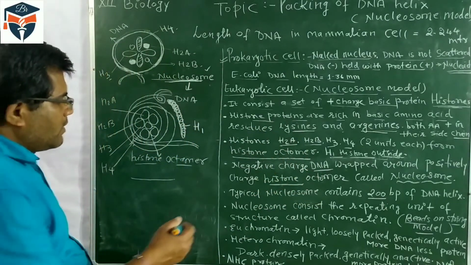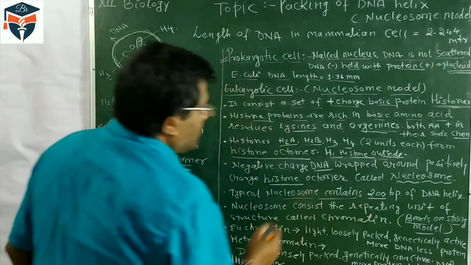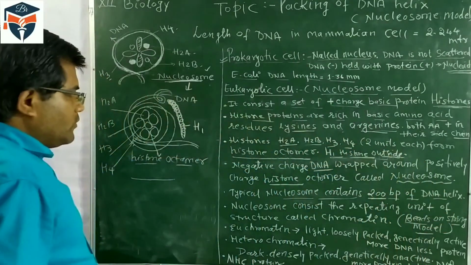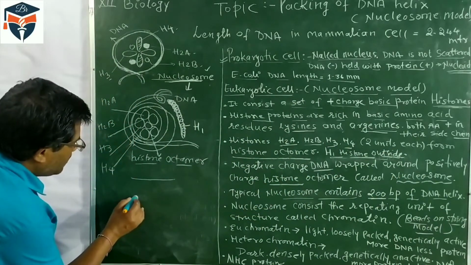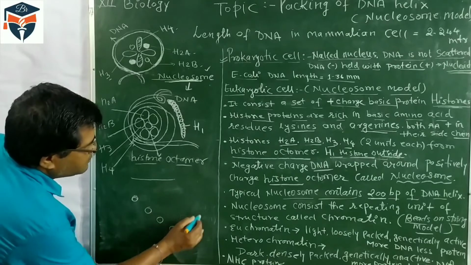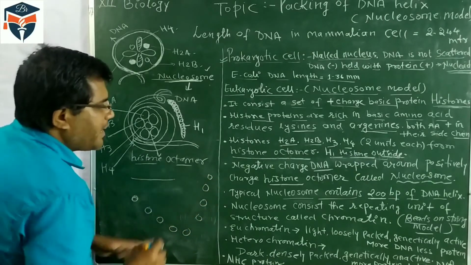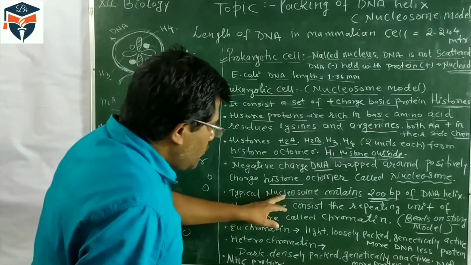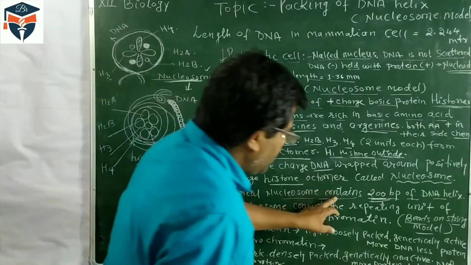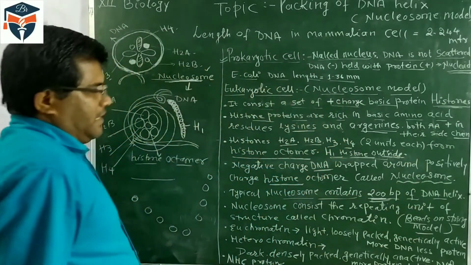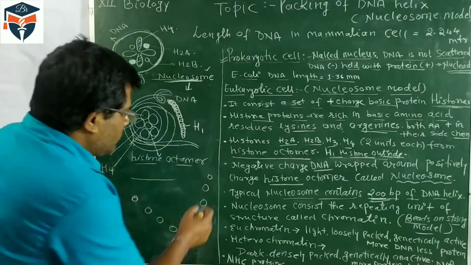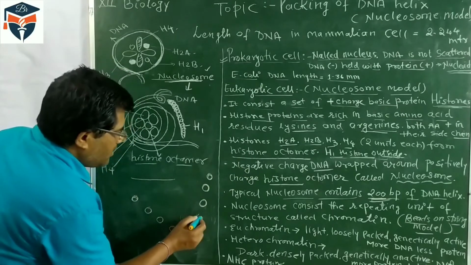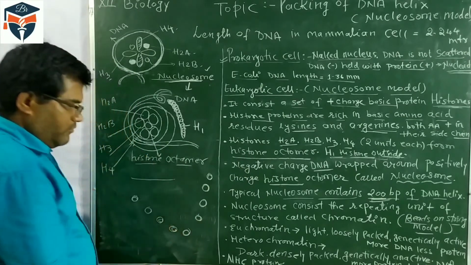Next, a typical nucleosome contains about 200 base pairs of the DNA helix. So one octamer, second, third, fourth, fifth, sixth, seventh, eighth, ninth, and so on. Each nucleosome contains about 200 base pairs of DNA. And this is one histone octamer, this is another octamer unit. So there are many octamer units.